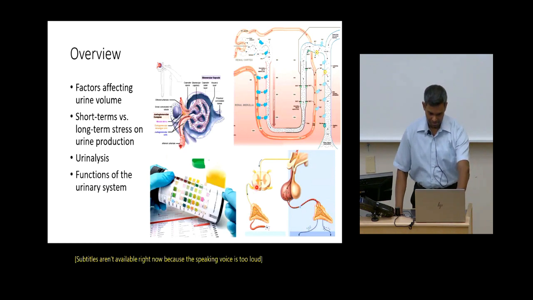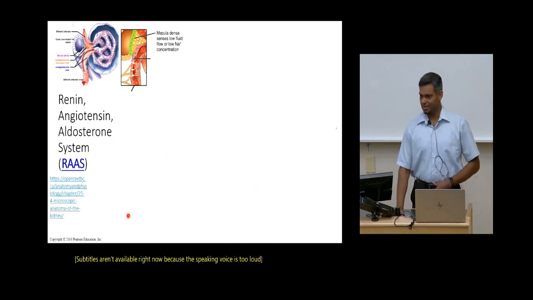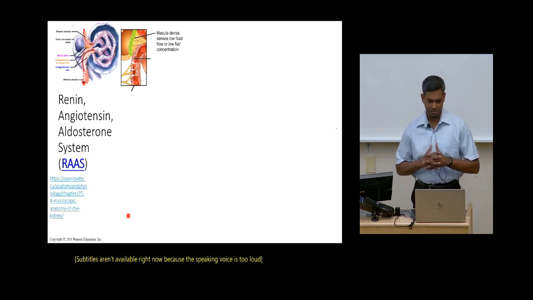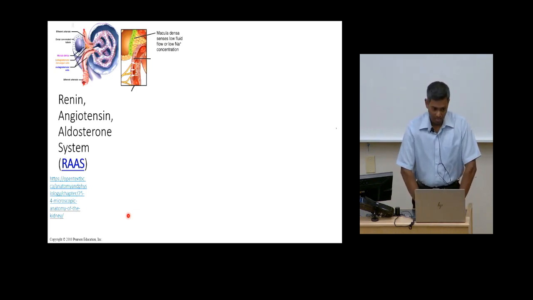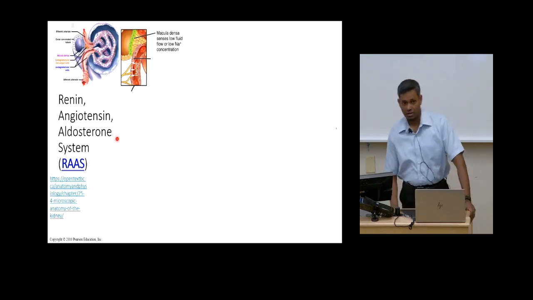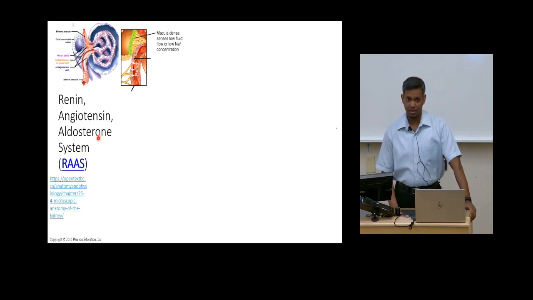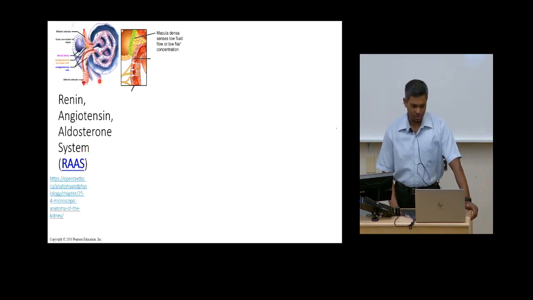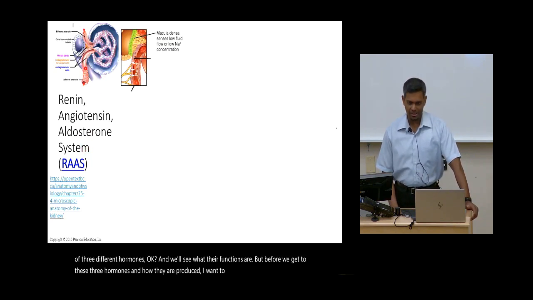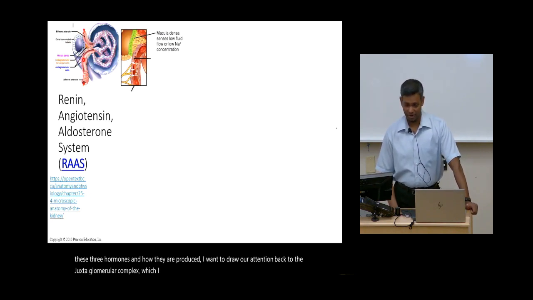Okay, so now let's move on to the RAS system. It stands for the renin, angiotensin, aldosterone system. So these first 3 names, renin, angiotensin and aldosterone, are all the names of 3 different hormones. Okay, and we'll see what their functions are. But before we get to these 3 hormones and how they are produced, I want to draw your attention back to the juxtaglomerular complex, which I mentioned on Friday.